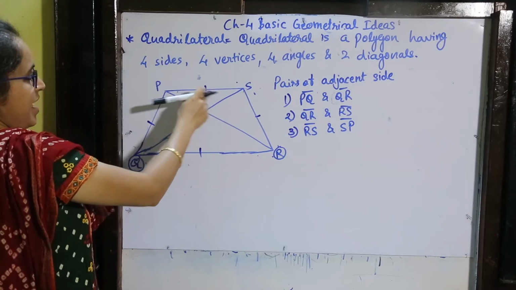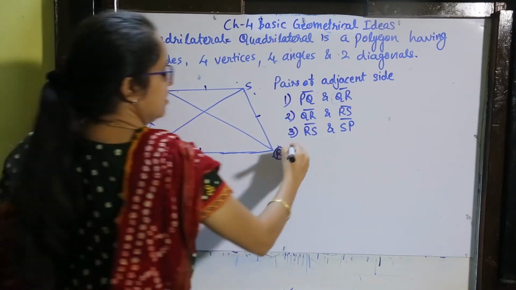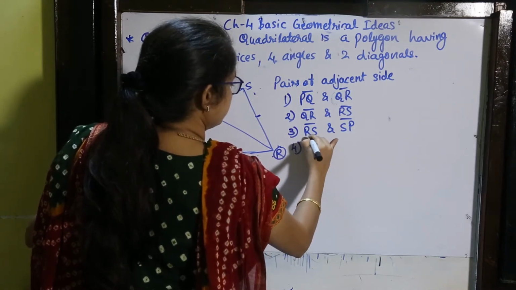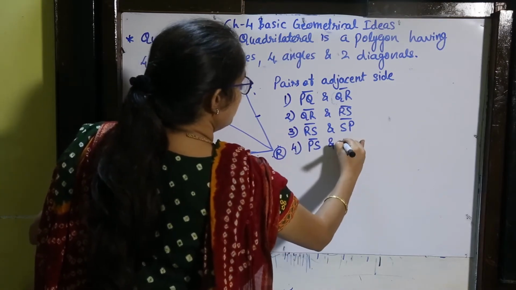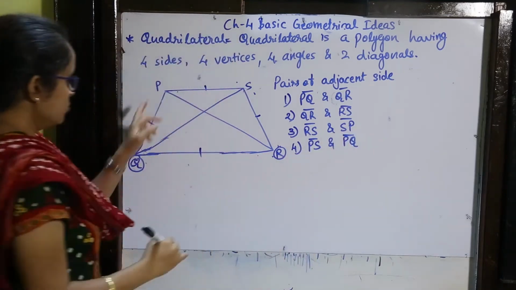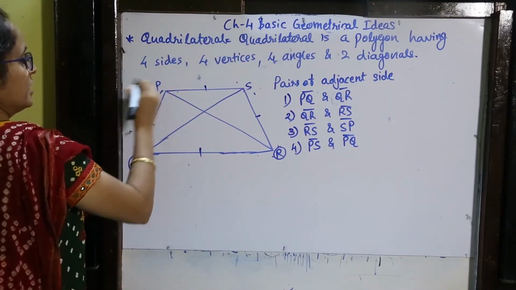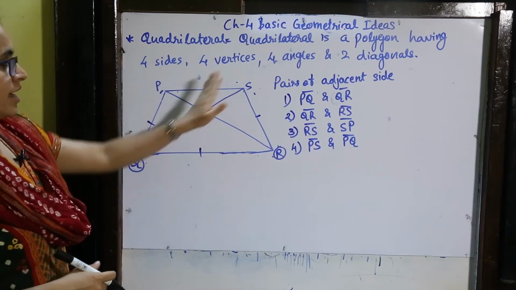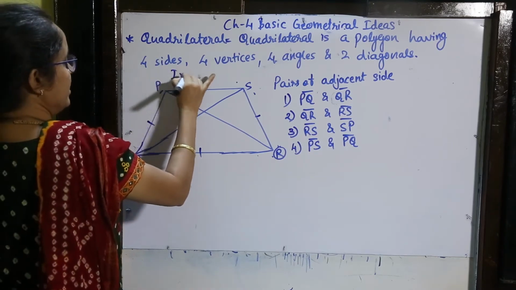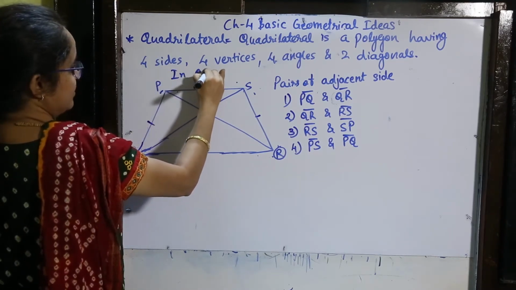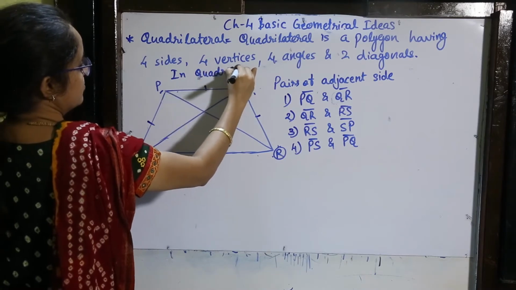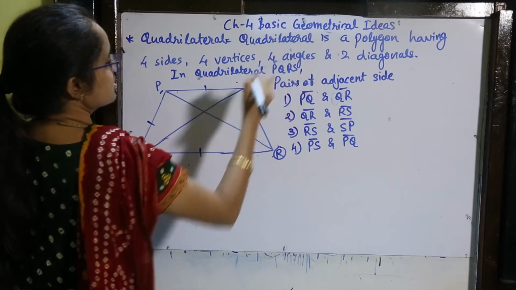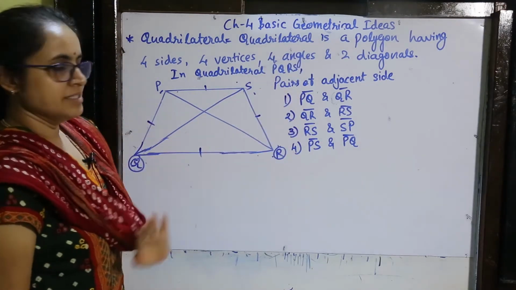Now last one is SP or PS and QP. So you can say fourth pair is PS and PQ. So this vertex is common. So here in the quadrilateral PQRS, you have to write like this: PQRS, pairs of adjacent sides are these.